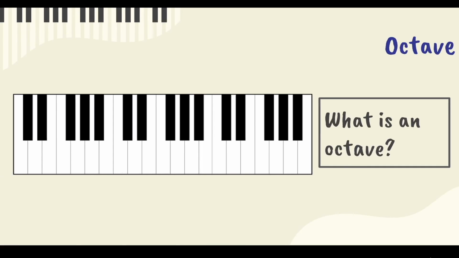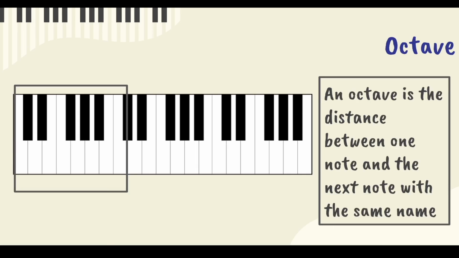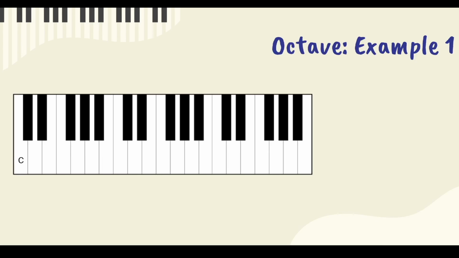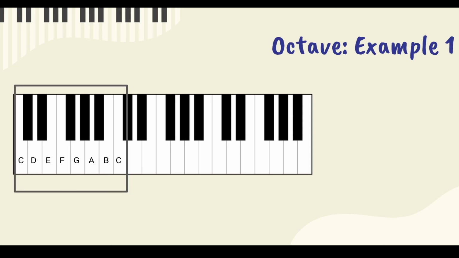The next thing we are going to look at is what is an octave. So you may hear this word from time to time. So what is an octave? An octave is the distance between one note and the next note with the same name. So let's look at an example. If I start on the note C, and I count all the way up until the next time I count C again: C, D, E, F, G, A, B, C. It would look like this. So this would be one octave.